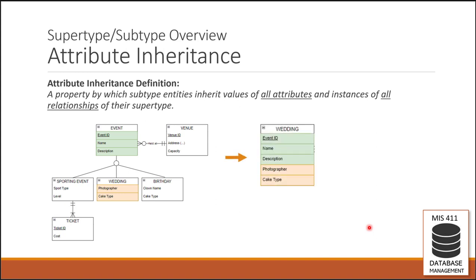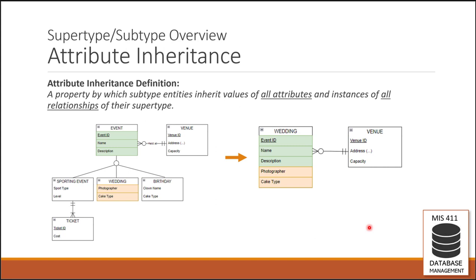So what happens if I create an entity instance, a specific wedding, where I actually am spelling out the event ID is 5, the name of the wedding is the Jones wedding or whatever, the description is the Jones are getting married? It would have all 5 of these attributes. So if I create an entity instance of a wedding, it has all of the attributes that the wedding defines as well as all of the attributes that its supertype defines. Likewise, the wedding, if I created an instance of it, would have a relationship to a venue.